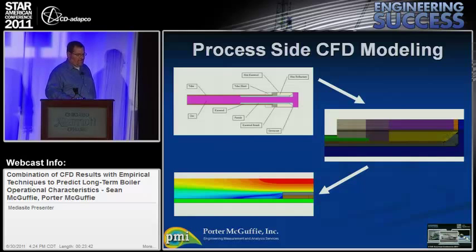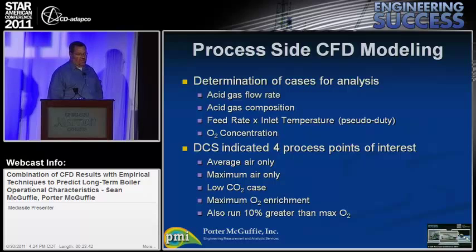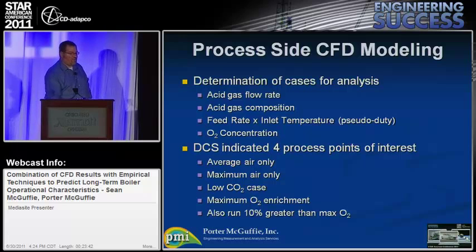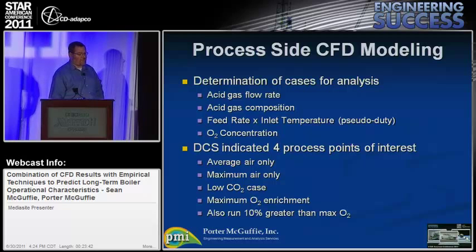And the next thing that we had to do was determine the cases that we needed to analyze. It's known from industry that there are several factors that affect your firing temperature and your maximum heat flux. The first is obviously the mass flow rate of acid gas, or the process gas coming through the stream. The composition will affect the chemical reactions that occur beyond the primary chemical reaction. In the boiler industry, we refer to a term as pseudo duty, which is feed rate times the inlet temperature. And that gives a good overall indication of the duty that you're putting into the boiler. And then obviously your oxygen concentration and how close to stoichiometric firing that you are running at.